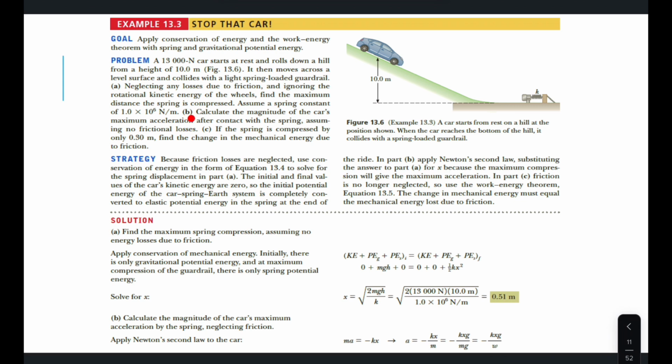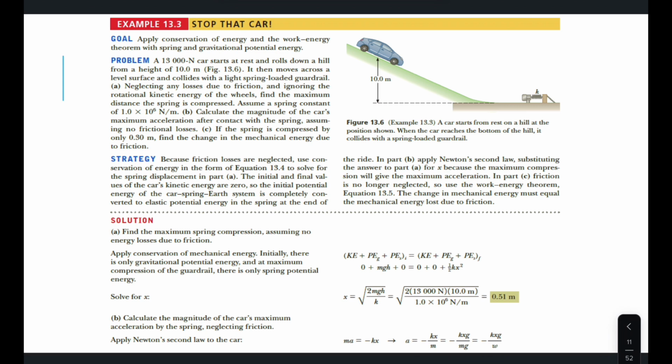B, calculate the magnitude of the car's maximum acceleration after contact with the spring, assuming no frictional losses. And C, if the spring is compressed by 0.3 meter, find the change in mechanical energy due to friction.